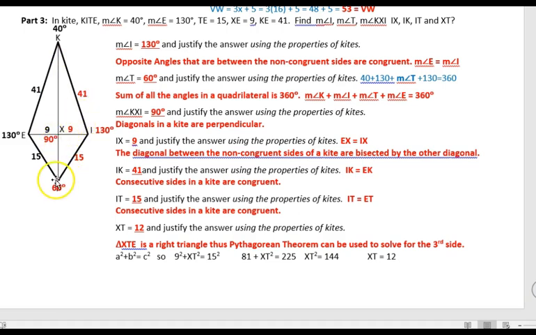So for XT here, we would say that a squared plus b squared equals c squared. So we've got our 9 squared plus XT squared is equal to 15 squared. So that would be 81 plus XT squared is equal to 225. We're going to subtract 81 from both sides, get 144. So that means this measure right here will end up being 12. Now we could have also solved for this measure up here, same way. A squared plus b squared equals c squared.